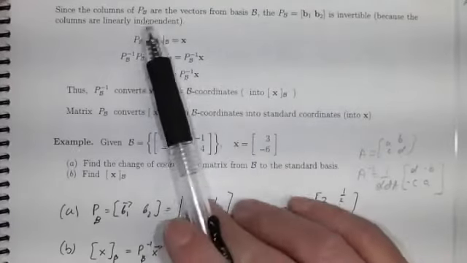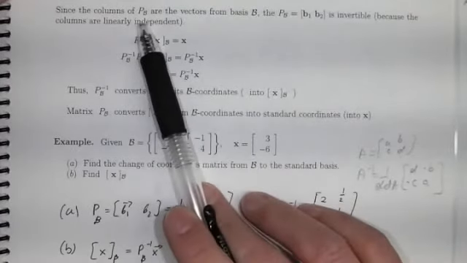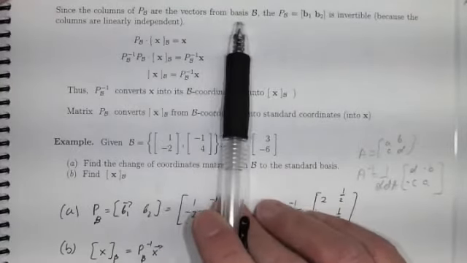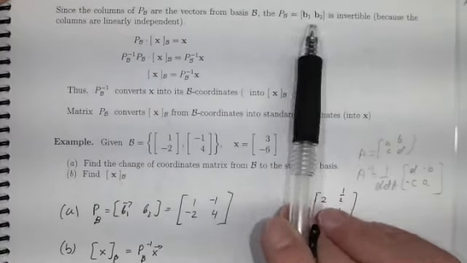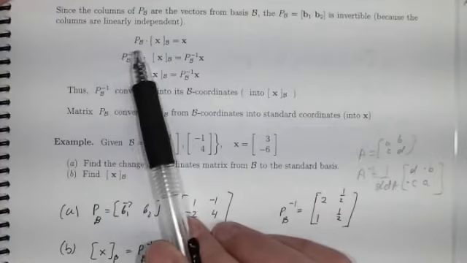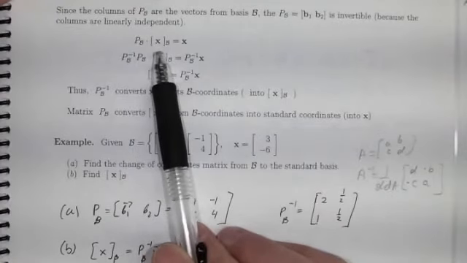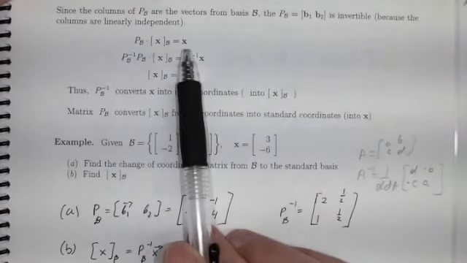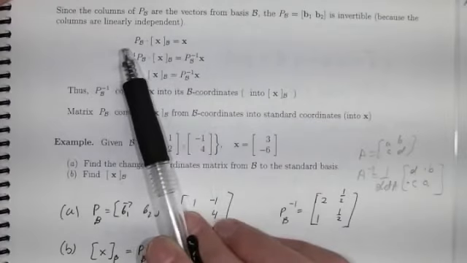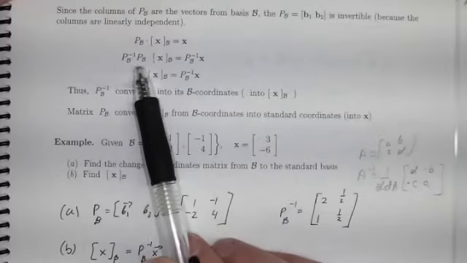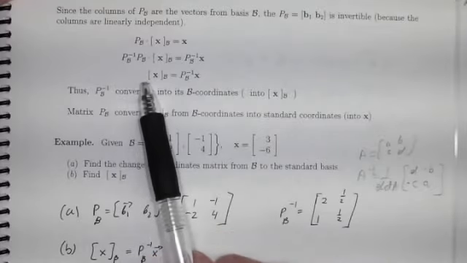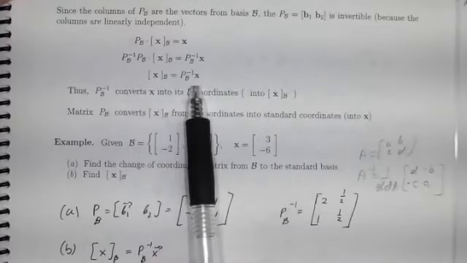That's exactly what it says here. Since the columns of P are vectors from the basis, they are linearly independent, so the matrix is invertible. So what we have done is the matrix times the coordinates vector is equal to the given vector. If we multiply both sides by the inverse of that matrix, then the inverse times P is the identity, so it disappears, and we have the inverse times x.